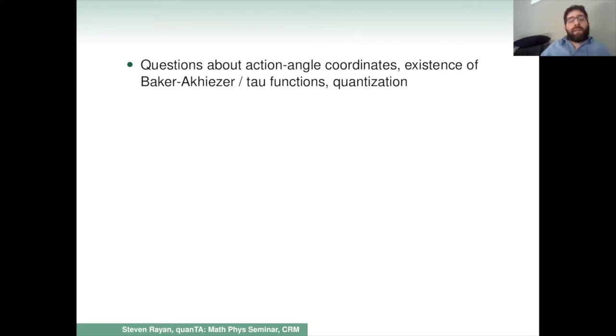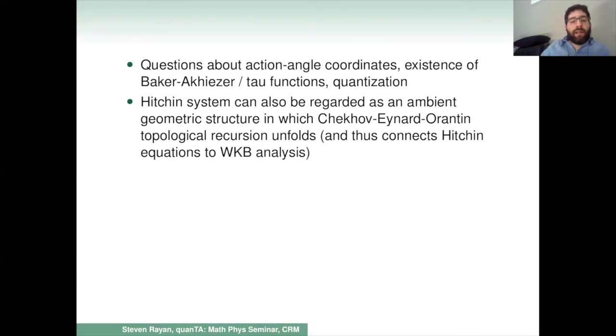Now, the fact that this integrable system structure exists on the moduli space of Higgs bundles leads to questions about existence of action-angle coordinates, of tau functions. Can you quantize the Hitchin system? These are reasonable and interesting questions.